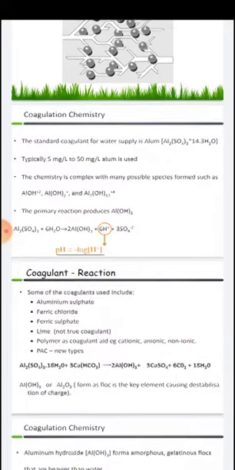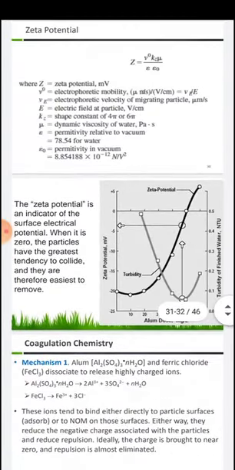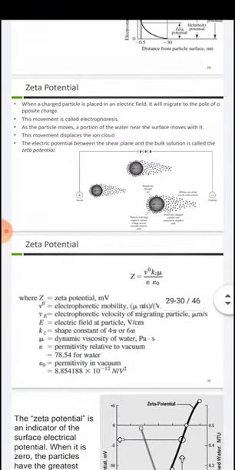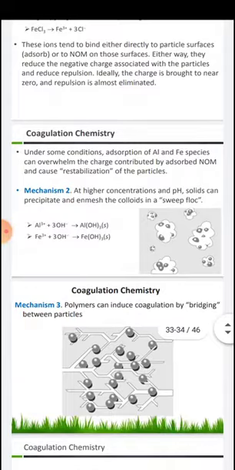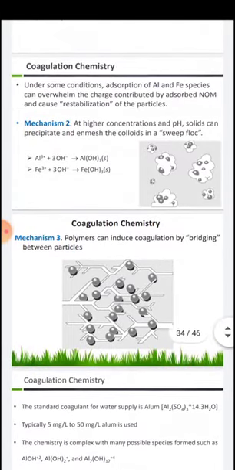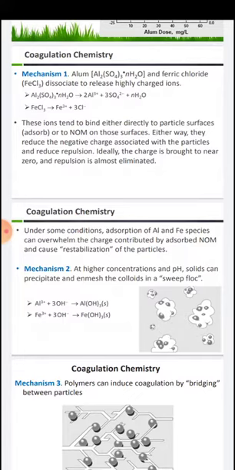First, the most commonly used method is this reduction of the double layer, the diffused layer. But at the same time, we have some other methods as well. This is mechanism one, in which ferric chloride dissociates to release highly charged ions. And as we talked about earlier, there are basically four mechanisms.